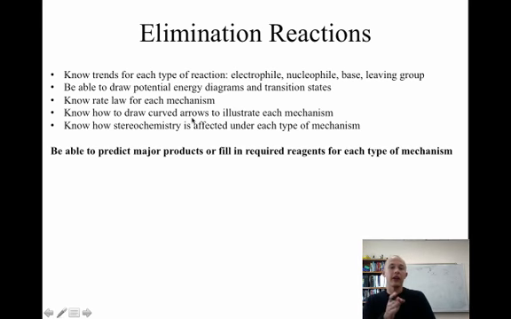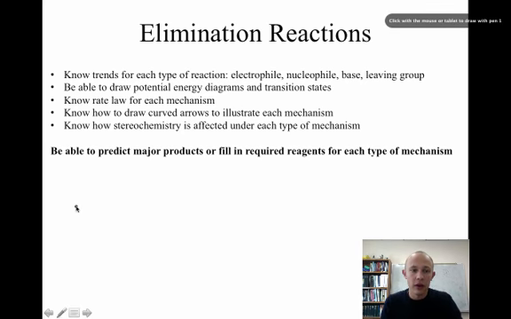Be able to use curved arrows to depict all these different mechanisms and know how the stereochemistry is affected, meaning that you get a mixture of stereoalkene isomers from E1 reaction, but E2 is stereospecific and you have to have an anti-coplanar arrangement of the hydrogen and the leaving group. And most importantly, you want to be able to predict the major products for each reaction and know what kind of mechanism it's going to take place under, whether that's SN2, SN1, E2, or E1.